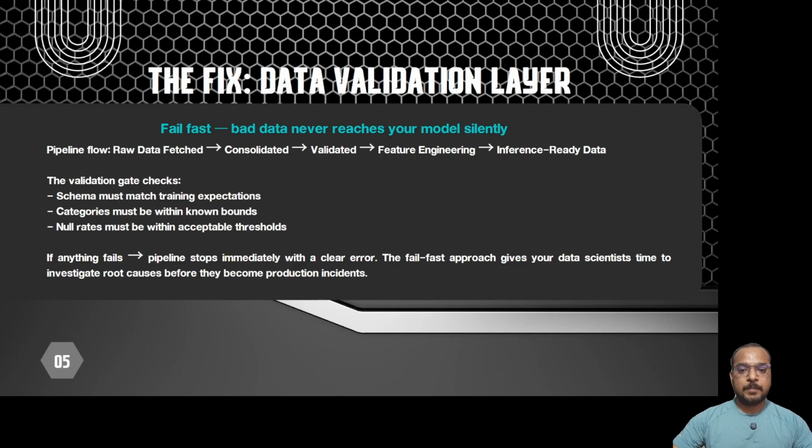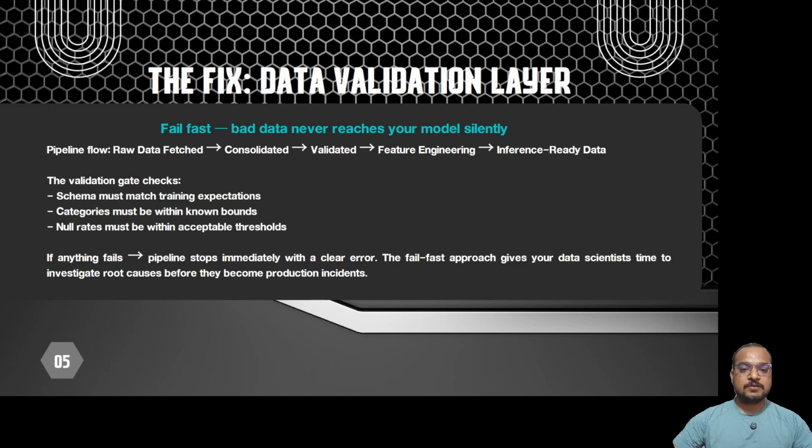Raw data is fetched from multiple sources, consolidated into a single table, validated, feature engineering runs, and final inference ready data is stored. That validation step is the gate. Schema must match, categories must be within known bounds, null rates must be within acceptable thresholds. If anything fails, the pipeline stops immediately, loudly, with a clear error, rather than letting bad data silently reach the model.